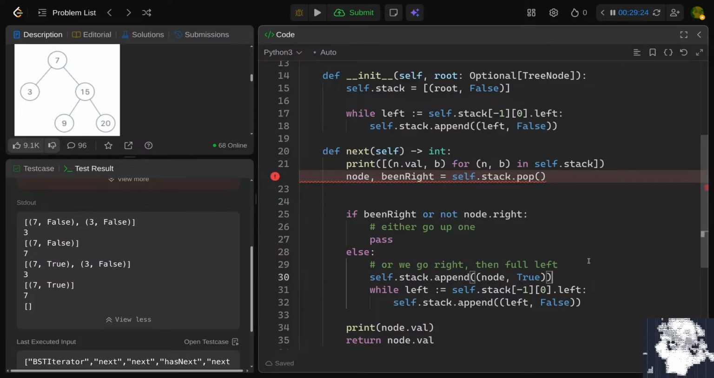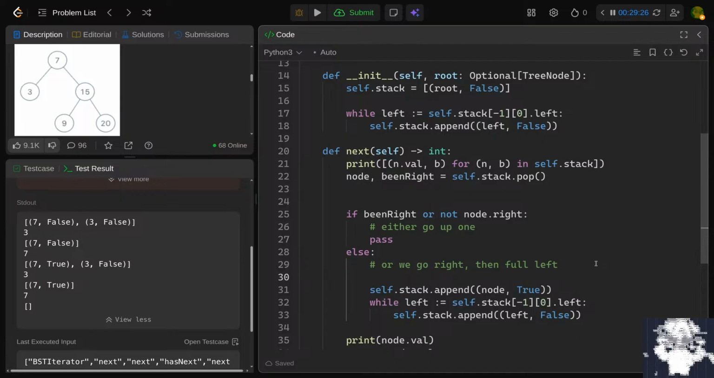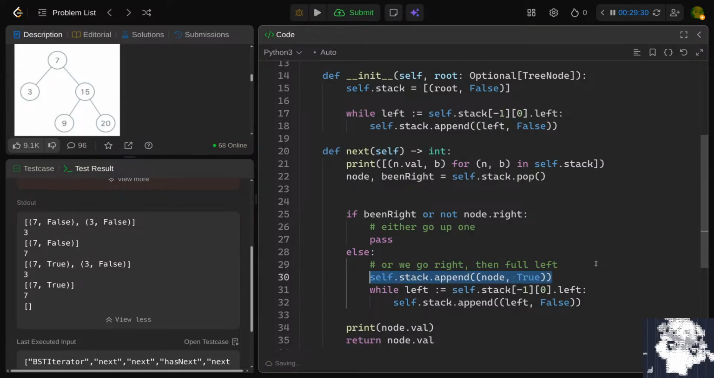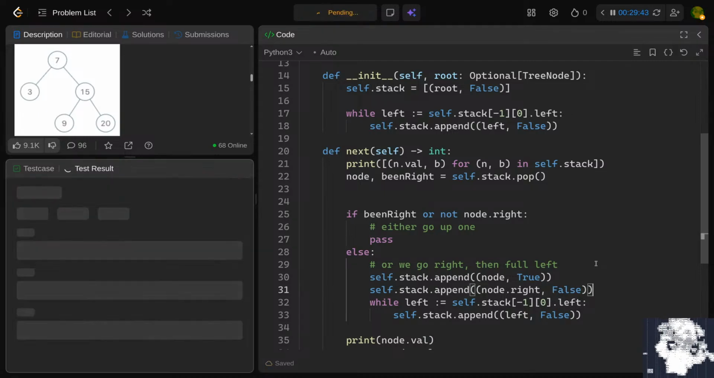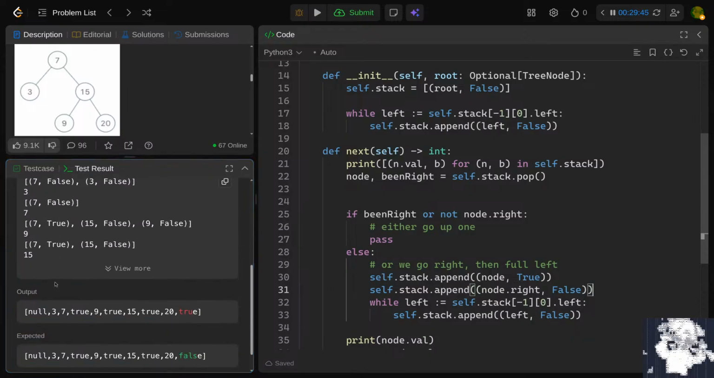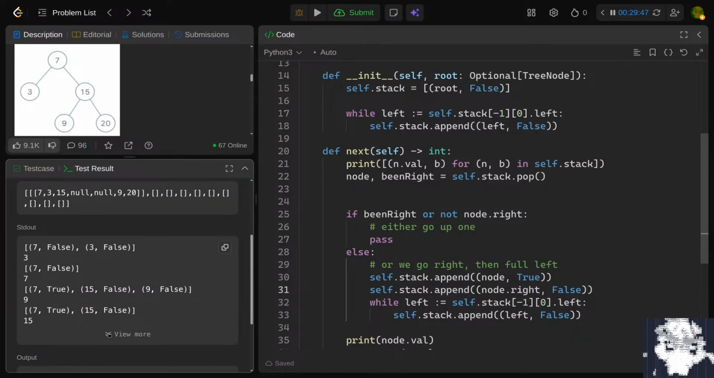Oh, I never did the going right part. I only did the going left part. So you append yourself back in and then you go right. So self.stack.append node.right. And this one you have not gone right on. Okay, we're making progress. So now we did 3, 7.